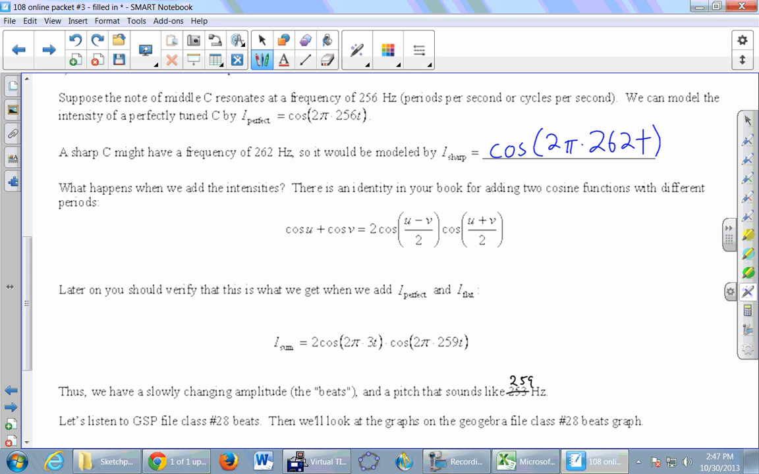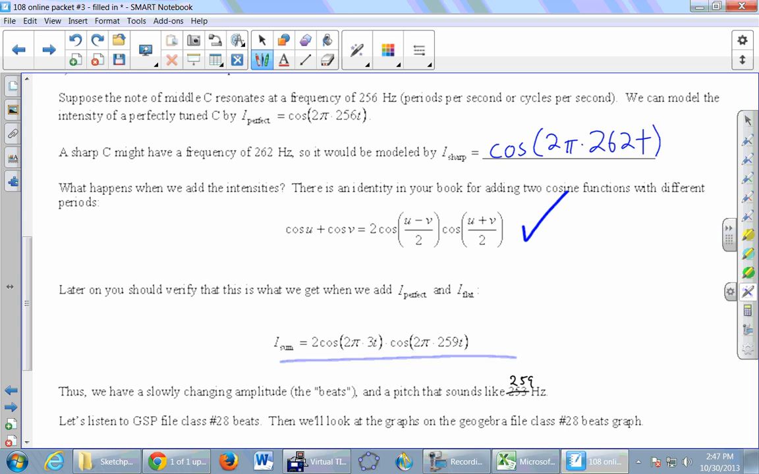Okay, so what I'm really asking you to do is add this function, and then we'll analyze the result. Turns out you need an identity from your book that we're not going to be proving, but you can look it up in your book. It says if you want to add cosine of something plus cosine of something else, which is exactly what we have, then you use this formula right here. So you should verify what we're about to look at down here.